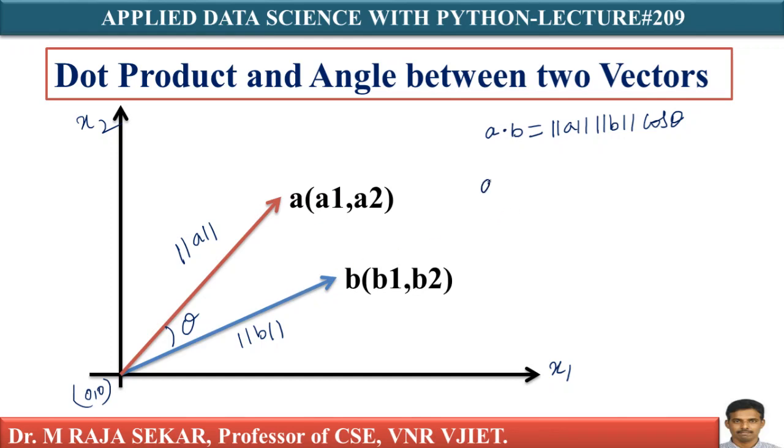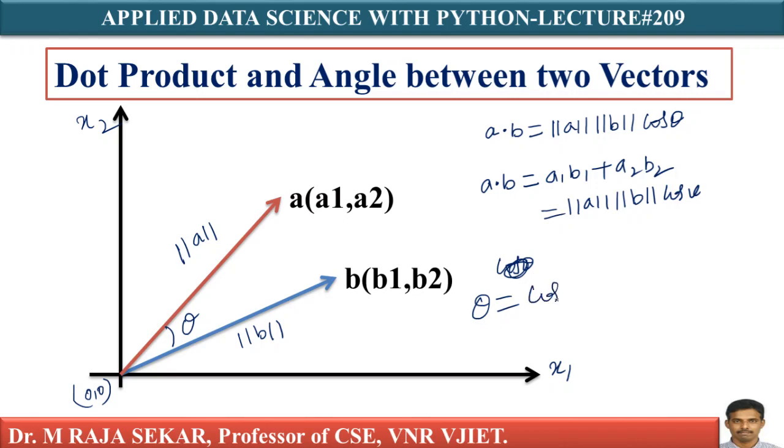I can write A dot B is equal to A1 B1 plus A2 B2. This I already discussed, which is equal to norm A into norm B cos theta. What is theta? Theta is the angle between these two vectors. Instead of cos theta, theta is nothing but cos inverse of (A1 B1 plus A2 B2) by norm A into norm B.